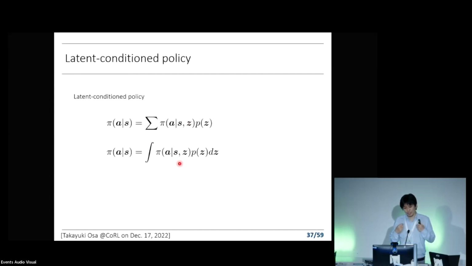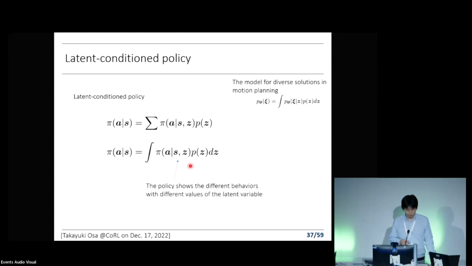Okay, so to model the diverse solutions, typically a latent conditioned policy is used. In general, the policy is defined as a conditional distribution of action given state, and we use this form specifically in this case. And if you recall the model I used to model diverse solutions in motion planning, they are actually analogous. This part is called the latent conditioned policy, and this policy shows different behaviors with different values of the latent variable. And this part is a prior distribution, and typically we use a uniform distribution. If we use a uniform distribution, it means that we train different behaviors equally. And when we generate latent variables, we sample the latent variable from the prior distribution at the beginning of the episode and fix it during the training.